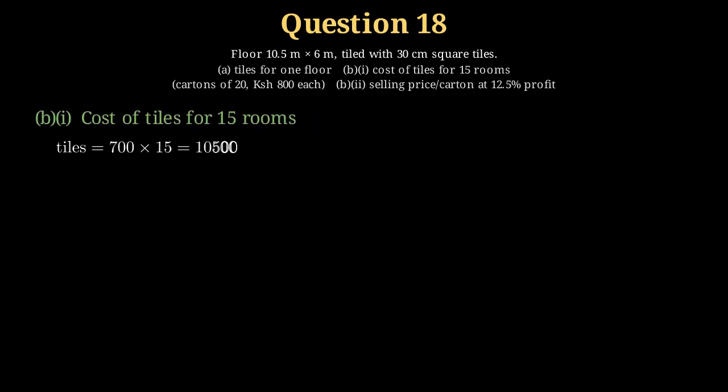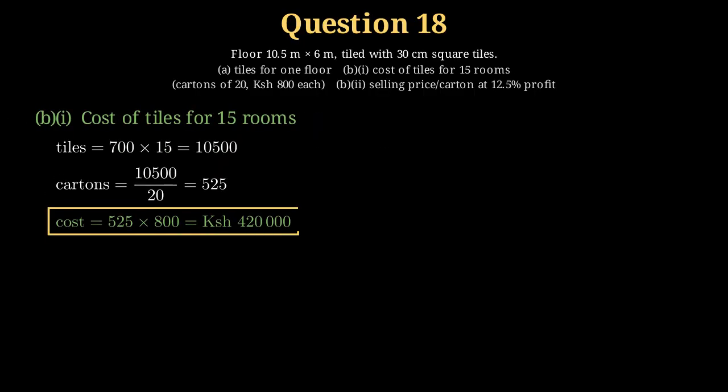Part B, first. The cost of tiles for 15 such rooms. 15 rooms need 700 times 15, which is 10,500 tiles. Tiles come in cartons of 20, so we need 10,500 over 20, which is 525 cartons. At 800 shillings a carton, that's 420,000 shillings.